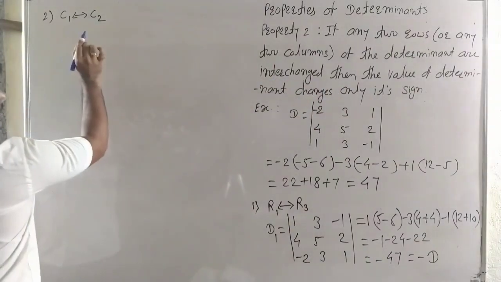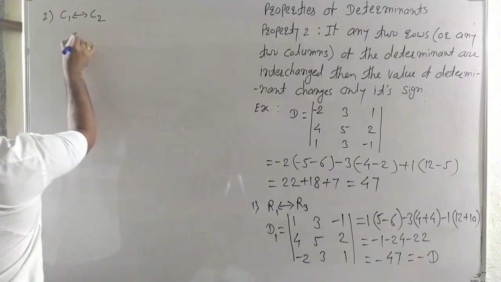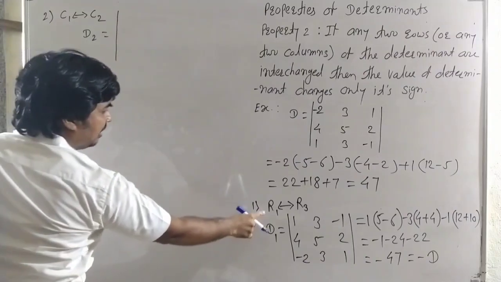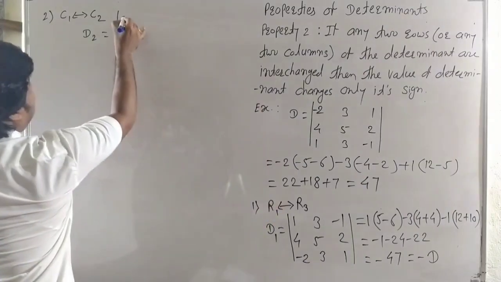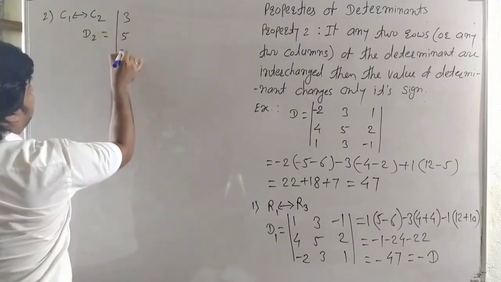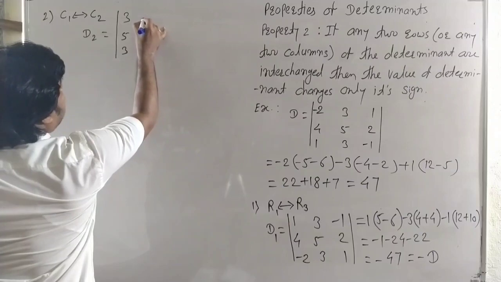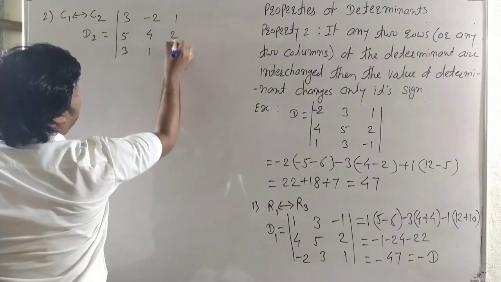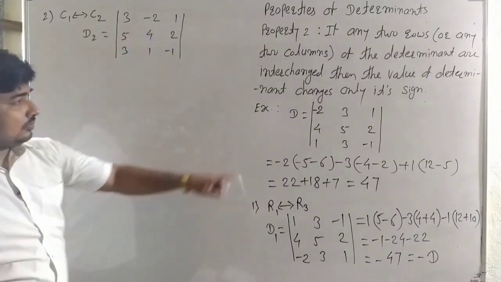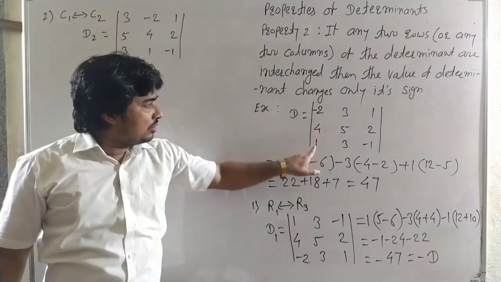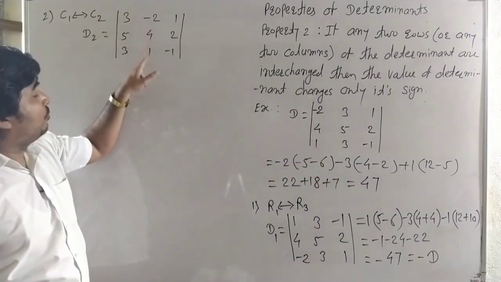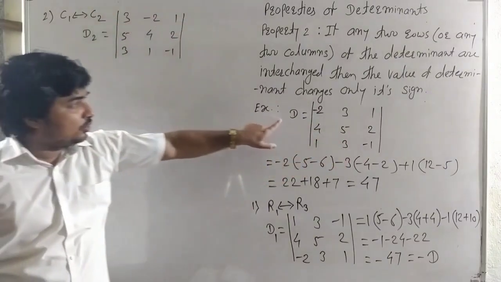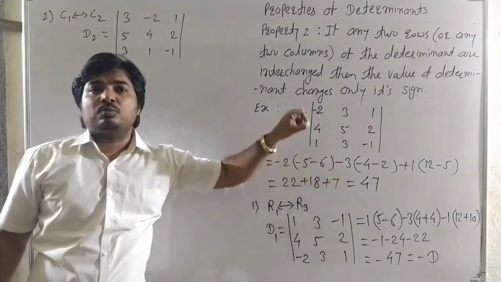Therefore, see carefully here, we can write D2. Here it is D1, R1 interchange R3, the original determinant: 3 5 3, -2 4 1, and the third column as it is, 1 2 -1. Okay, see carefully here: -2 4 1, 3 5 3, and the third column as it is. Now it is the original determinant, and the value of the original determinant is 47.